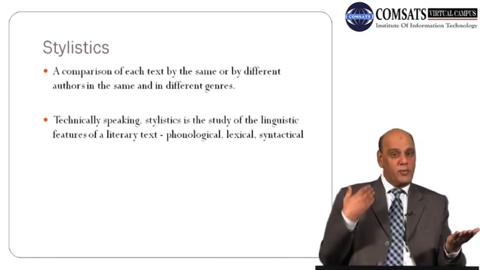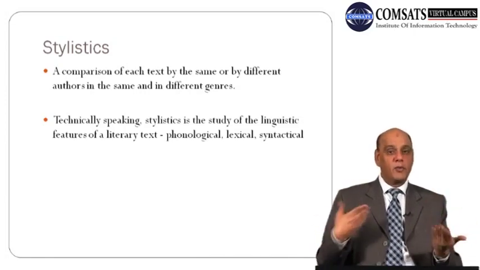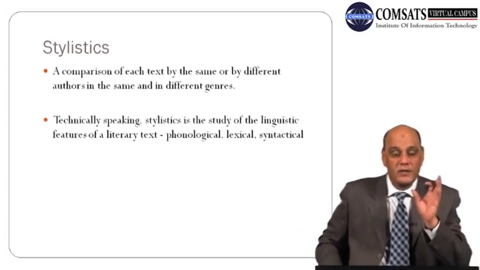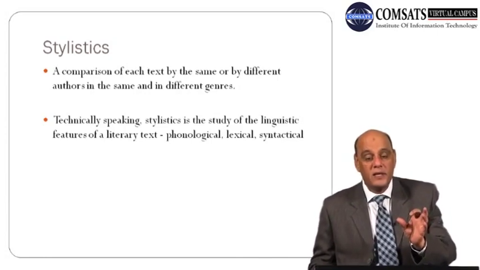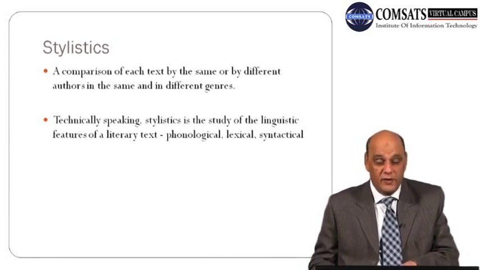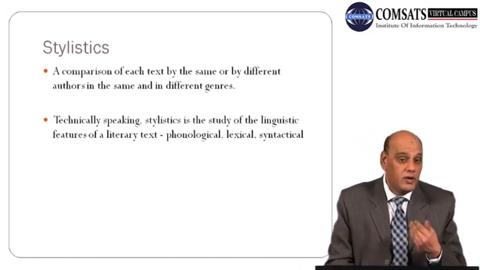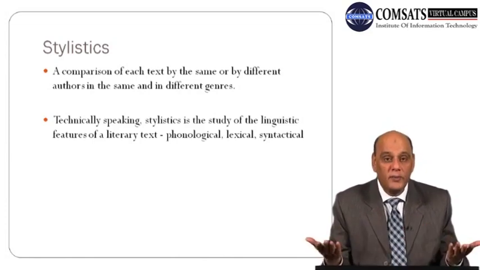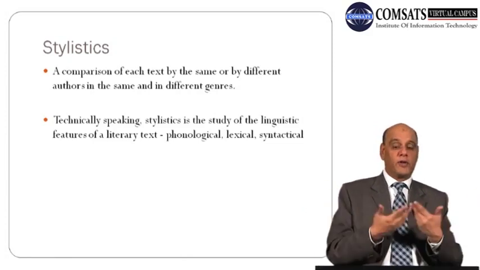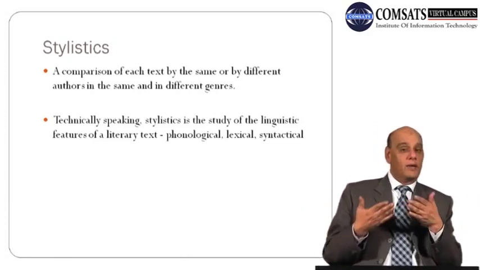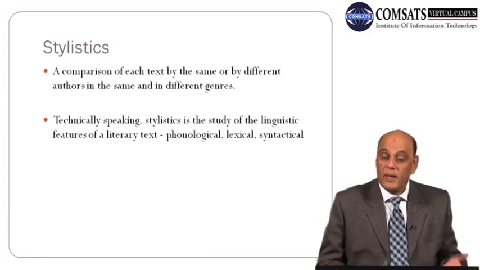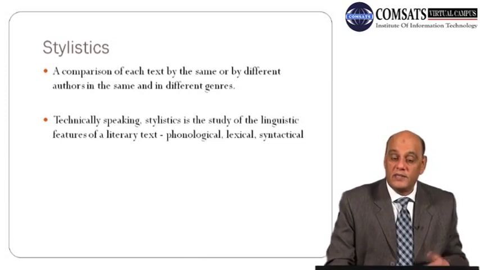Sometimes the comparison has to be made between two writings coming from two different poets. So that is even more difficult. But stylistics is also a comparison of text by the same or by different authors in the same or in different genres. If you want to study the novel, for example, you take two different fiction writers, and look at both of them, and you take out the salient features of both of them, and then you can make a comparison.